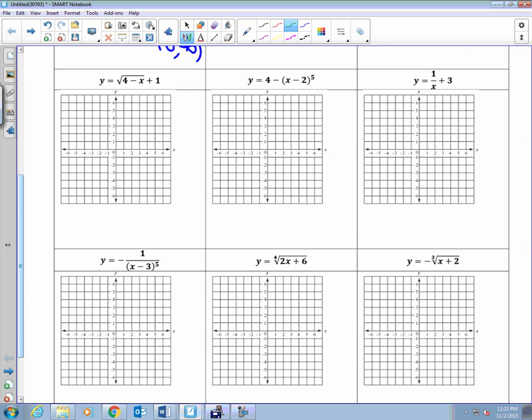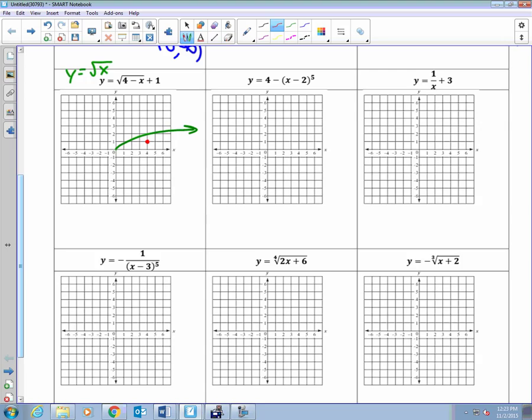Okay, next one. Parent function, y equals root of x. What does that look like? That thing? Okay. Is the 4 on the inside or outside? What would you plug in to make 0? 4. So therefore, we move 4 units to the right. The plus 1, inside or outside? Outside. So you move 1 unit up. So that's where its start is going to move.